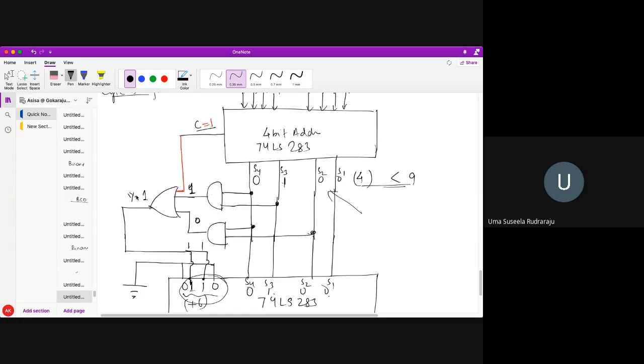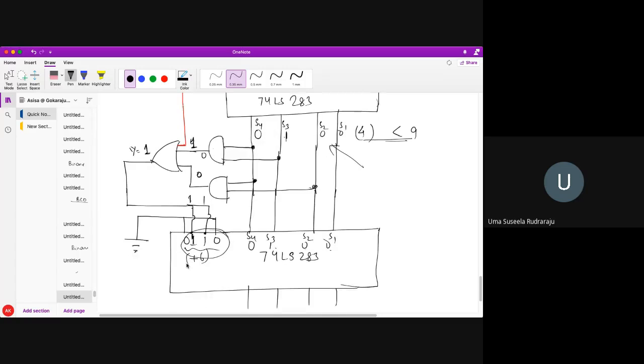Okay, it is 1. So 1, and this is 0 1 0. The OR operation is 1. Again it will make this a 1 1. So we need a second correction, which is plus 6.